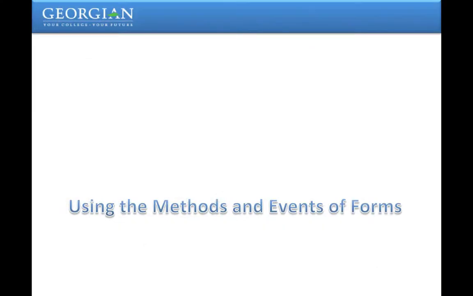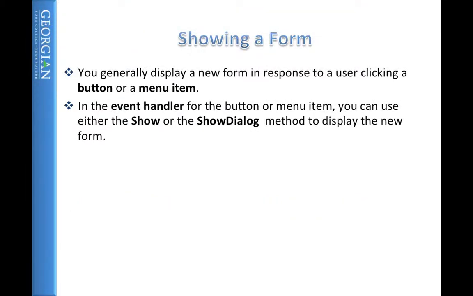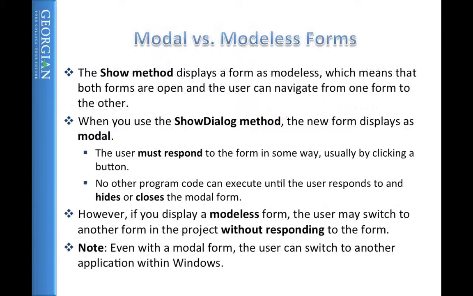Okay. So the methods and events of forms. We click a menu, a button, or a menu item, and then the forms come up. In the event handler, we can use, again, either Show or ShowDialog. Depending on what you want to do, if you want to use a modal form, then you use the ShowDialog method. The Show method is modeless, which means you can have both forms open and just switch between them. It's not going to stop the flow of your code. Your app is still going to run, even if you have 5 forms up and you can see all of them at the same time.